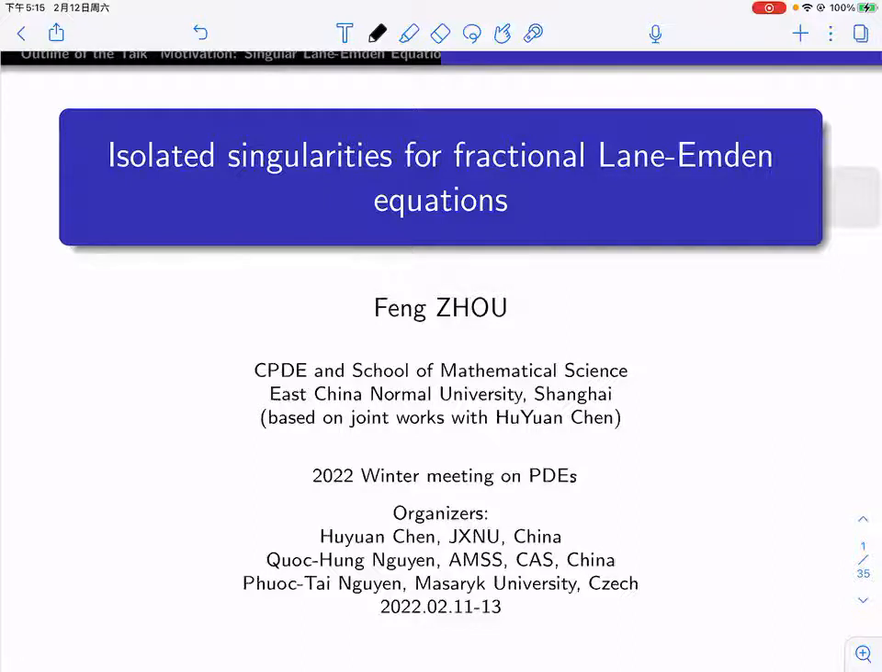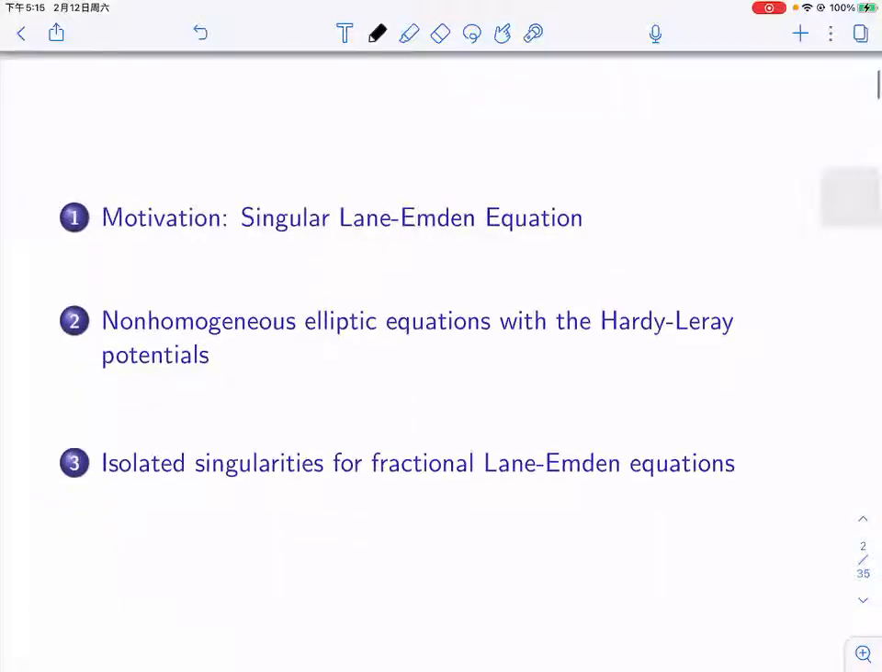In particular, I think the topic of my talk is very related to the talk of Laurent Véron and Françoise Véron. So I can start my talk from some basic concepts. Here is the outline of my talk.